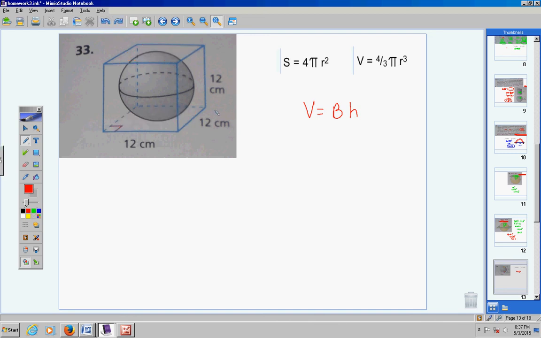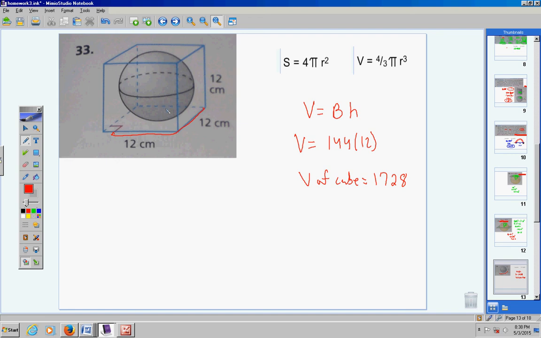So we have a right prism. Well, the capital B stands for area of the base. The area of the base would be 12 times 12, which is 144, and then times the height, which is also 12. Okay, so 144 times 12 is 1,728. Now, let's find the volume of the sphere.